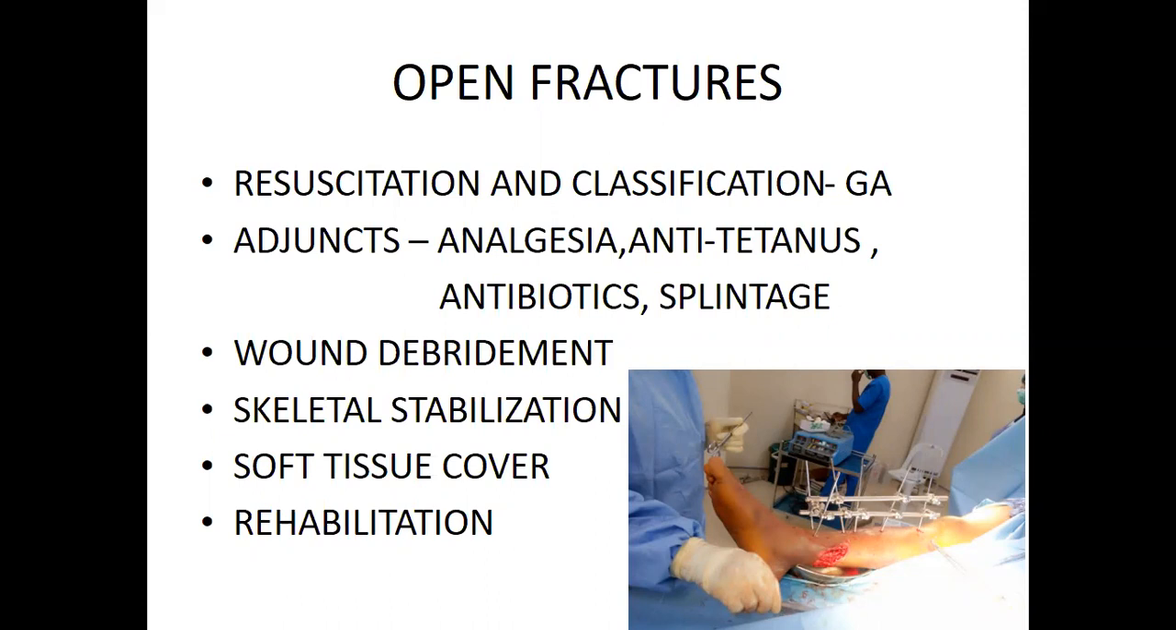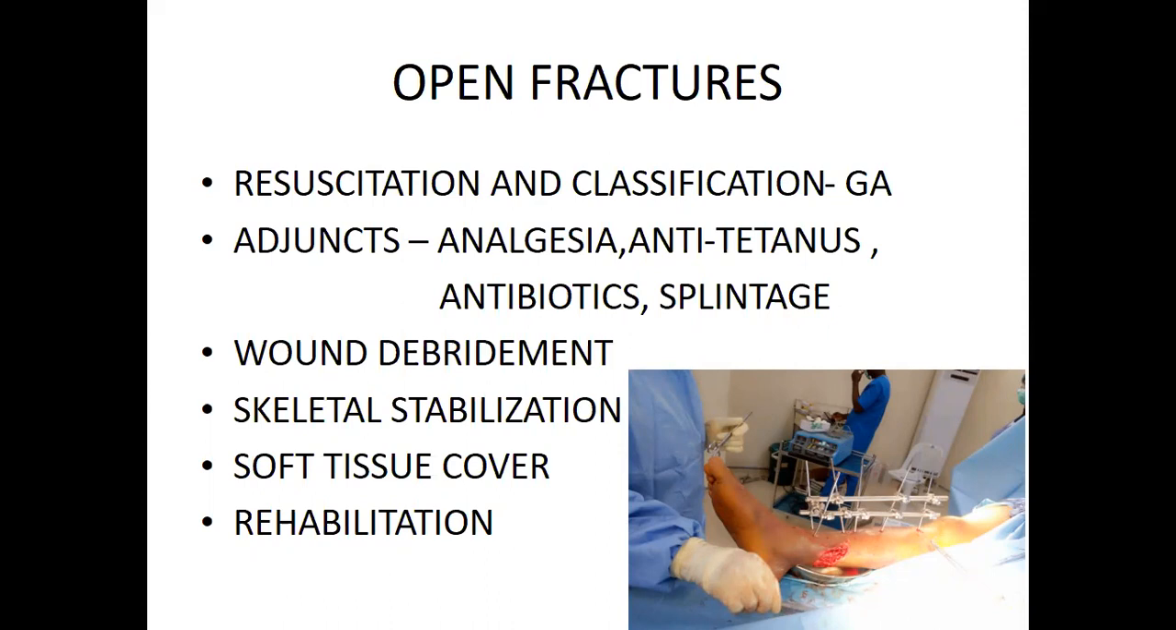For Gustilo 1, what we advocate is that you use at least 3 liters of normal saline during your irrigation. Irrigation under low pressure is advised. You can do it under high pressure using a jet, but when you use a jet, it causes micro injury to those tissues, and it may force some of those debris deeper into the wound instead of bringing it out. So what is advocated is low pressure wound irrigation.